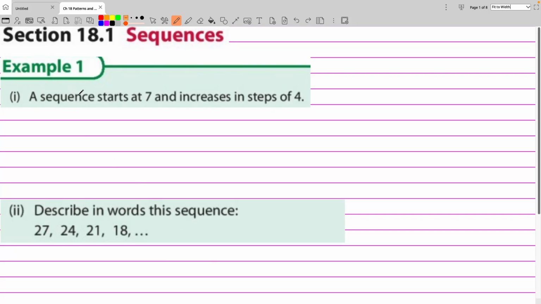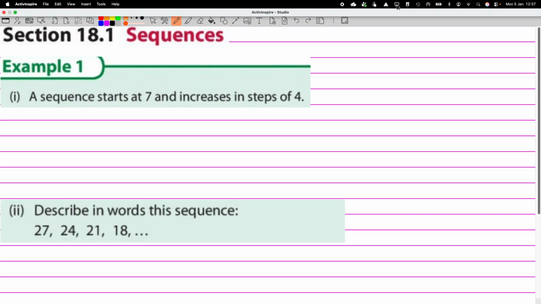Hey, what I need you to do is get down the examples. You need to write down section 18.1, sequences. The page number, which I neglected to write down, is page 412 of your textbook. So we're looking at page 412.